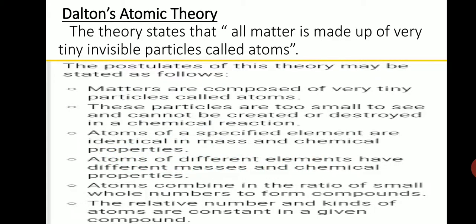Now you got it. In the first statement I mentioned a particular element, gold. Gold contains gold atoms. In that, all the atoms are identical in mass, identical in size and identical in chemical property. Here, the atoms of different elements have different masses and chemical properties. That means no two elements are identical. That is the clear statement.